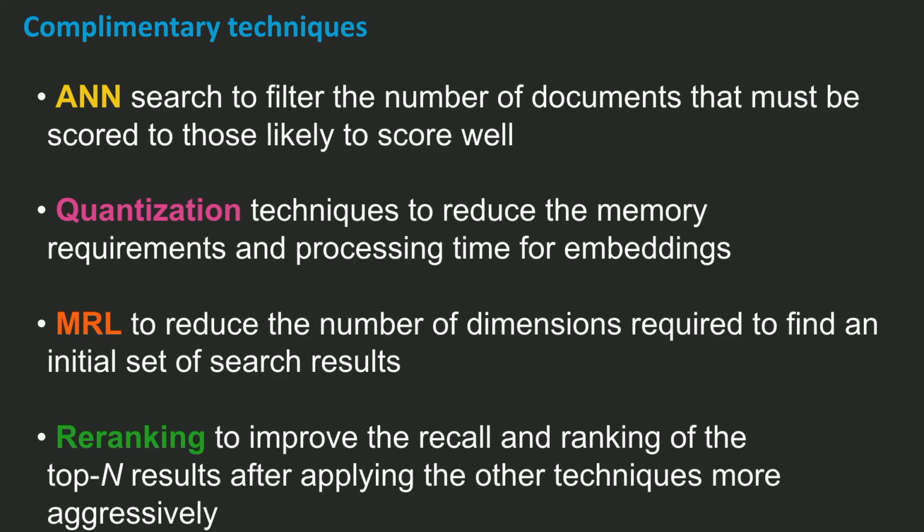There's a bunch of complementary techniques that go along with quantization. Sorry, you can't see the bottom, but these can all be used together, and in fact, often you will use at least 3 of the 4 together. These techniques include ANN, approximate nearest neighbors search, which is a search to filter the number of documents that must be scored.